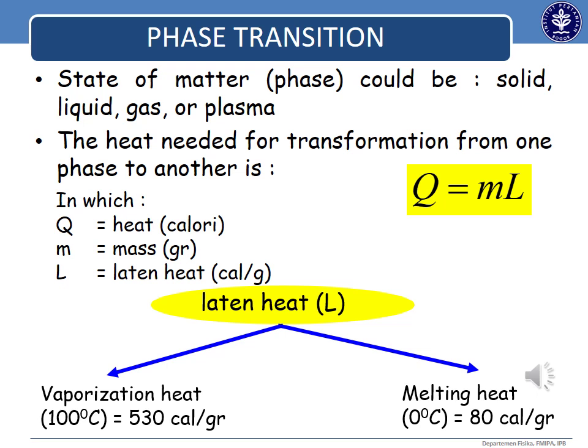The vaporization heat is the energy to change from liquid into gas, and you need a lot more as compared to the melting heat. To change 1 gram of liquid water into 1 gram of water steam, you need 530 calories per gram.